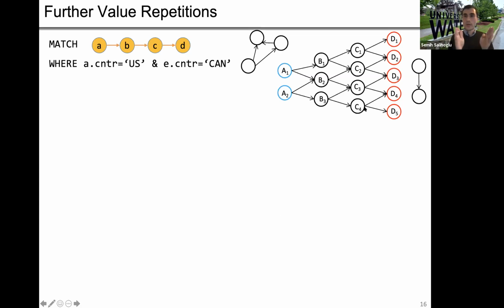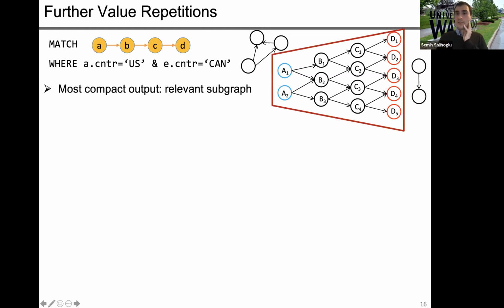So now when you look at a query like this and the example data that I'm showing here, you can immediately observe that all the paths that this query is searching for can be found in this subgraph. Okay, that's the most compact way you could represent that output. That's really the relevant subgraph that contains all the paths. There are a lot of paths if you flatten them, but that's really the core subgraph that contains all the answers.